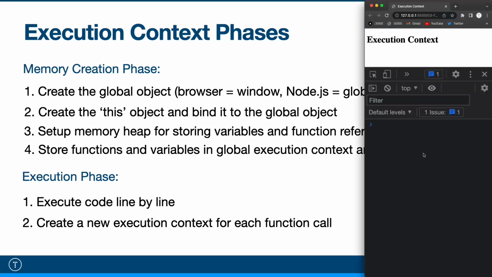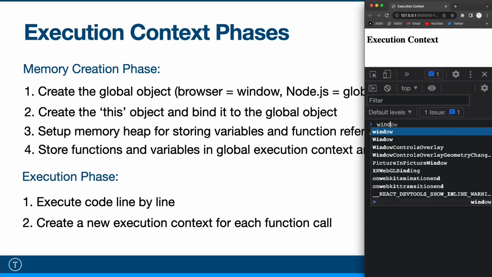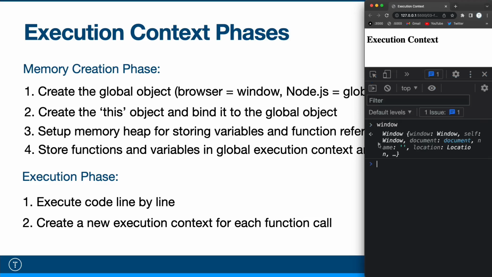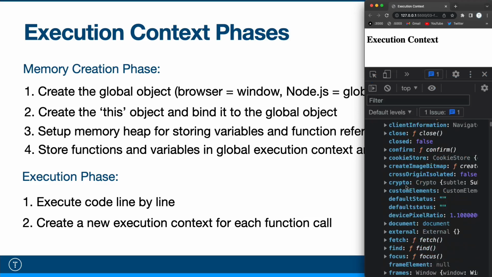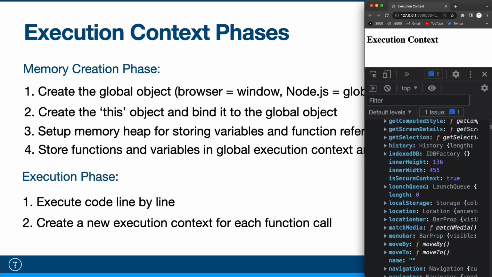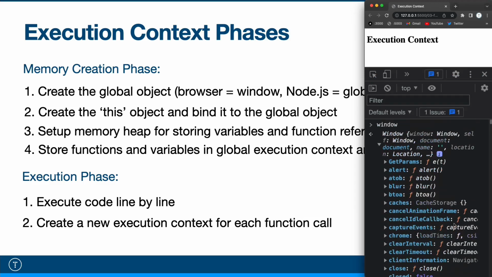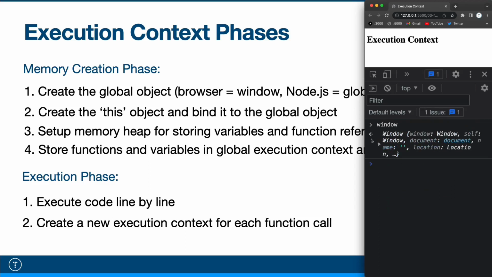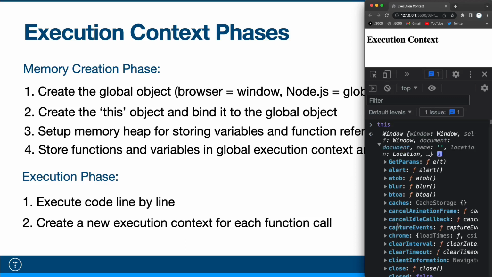In fact, if I go to Chrome real quick and I go into the console and I type in window and I hit enter, it's going to show me that window object and all the methods and properties on it. And there's a ton of them, different APIs and stuff. We're going to get into a lot of this later on. That's created by the execution context in the memory phase. The second thing it does is it creates the this object and binds it to the global object. That's why if I come in the console and I type in this and hit enter, it's going to show me the same exact thing, the window object, because it binds it to that.